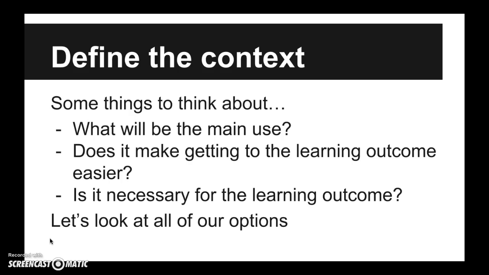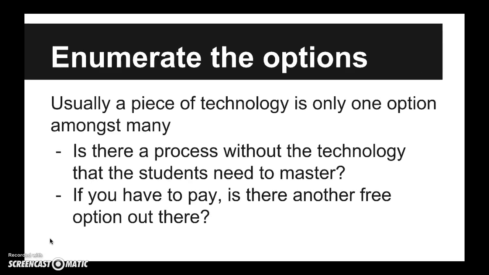So let's look at all of our options. Let's enumerate the options. Let's list them out. Usually a piece of technology or software is only one option amongst many. I think in a math class, speaking of is there a process without the technology that the students need to master, I'm thinking in math class, how often the teacher said, you can't use your calculator to solve this equation. It was much easier to do with the calculator, but they really wanted us to learn the process behind that equation. So we had to use paper and pencil. So sometimes technology actually impedes a learning outcome.